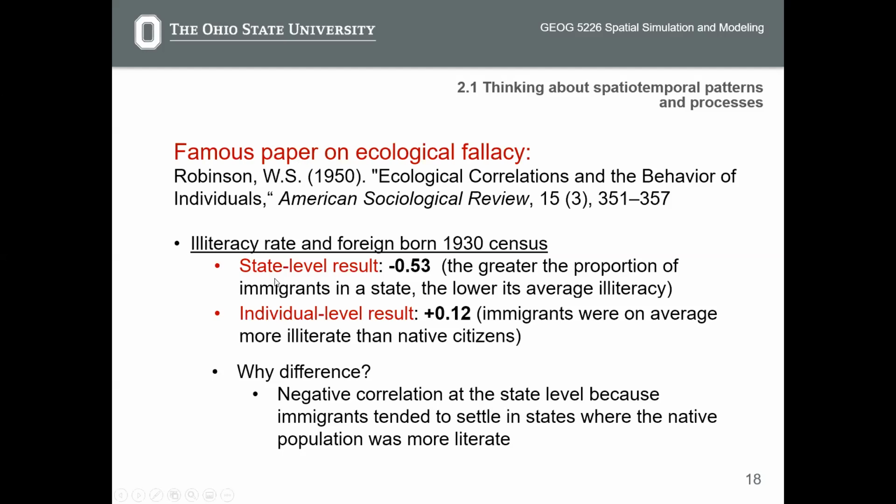That's the reason why at state level you have a totally different, totally opposite result here. Okay, I think this example is just clear enough for ecological fallacy. You can draw totally different conclusions at individual level and at higher levels.